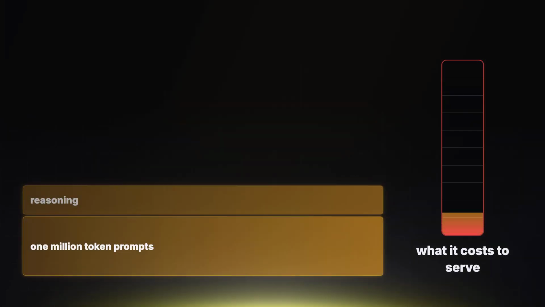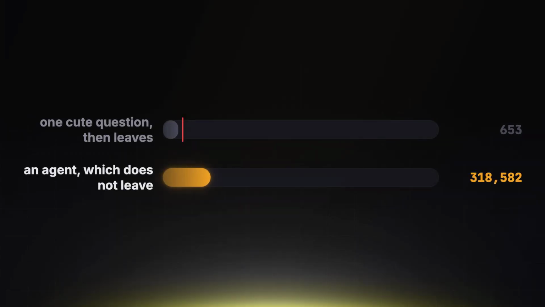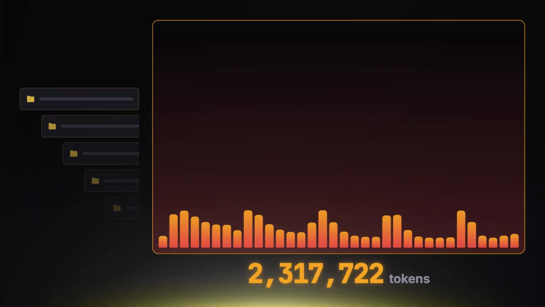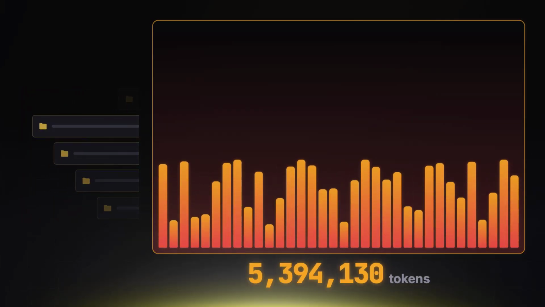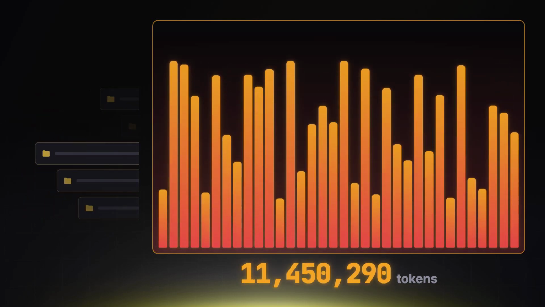1 million token prompts are expensive to serve. Reasoning is expensive. Video input is expensive. Long outputs are expensive. Coding agent users are especially expensive because they do not ask one cute question and leave. They paste repos, run loops, and ask the model to inspect, plan, revise, and try again. So if Ox Alpha is free, someone is almost certainly buying something.